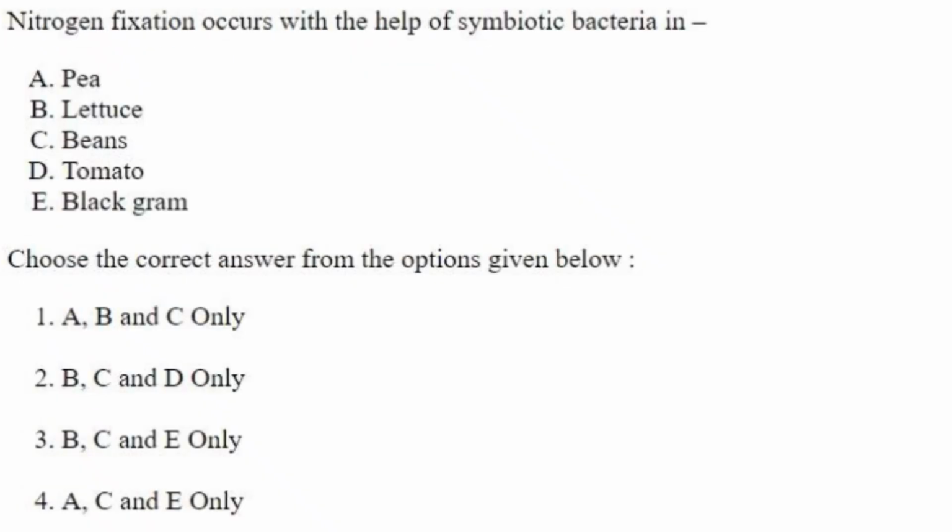Then nitrogen fixation occurs with the help of symbiotic bacteria. So nitrogen fixation with the symbiotic bacteria is seen in your leguminous plants, that is members of the Fabaceae plant. So pea is a legume, lettuce is not, beans is a legume, tomato is not, black gram is also a legume. So A, C, E is the answer. So 4 is the answer.